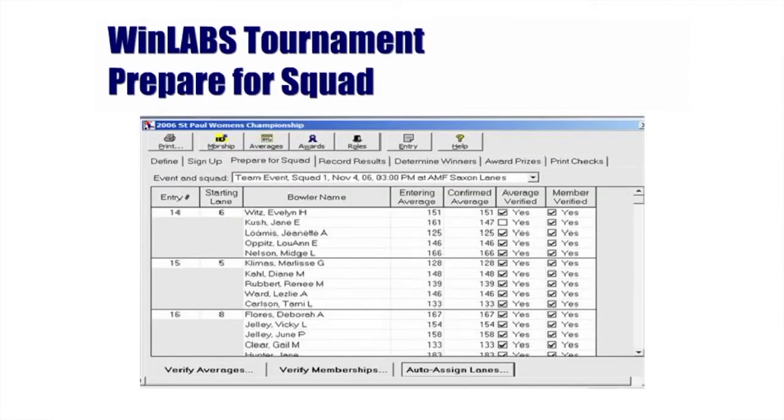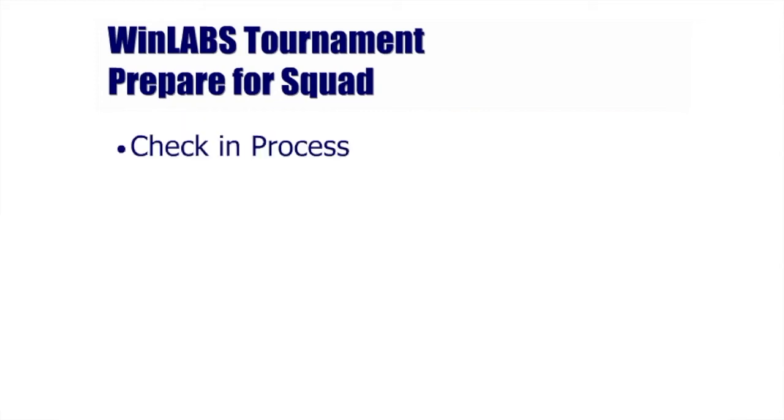Upon completion of the lane assignment process, WinLABS will return to the Prepare for Squad screen. Note that the teams are always listed in entry number order on this screen. At this point, we have printed a lane assignment worksheet to see if there were any requests from the team captains to bowl with others. We've also verified averages and memberships and assigned lanes to the squad.